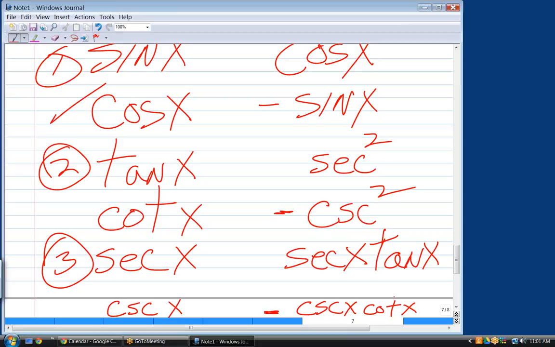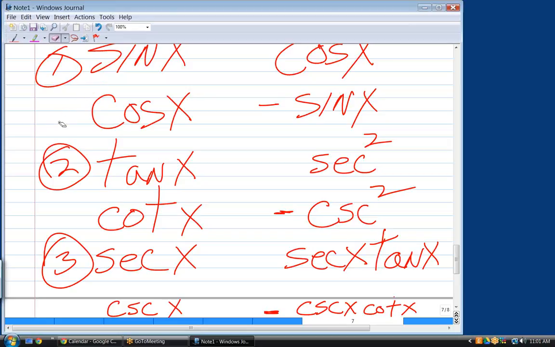The two that people have the most trouble with are probably the secant and then these bottom three here, which are tough to kind of memorize. But it's worth memorizing them, and I mean memorizing them. You don't want to have to look some of this stuff up all the time.